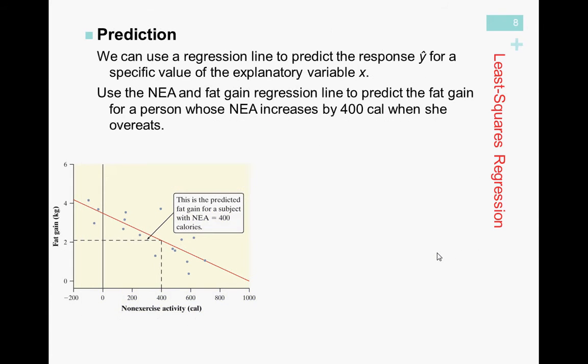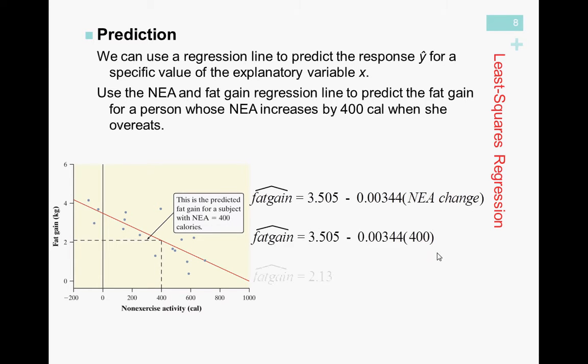We also can use this to predict things. So while we have the data that's there on the scatter plot, we might want to predict what happens at places where we don't have data. So we can use the regression line to predict that. So you can see here they wanted to predict when the NEA is 400 calories, what the fat gain would be. To do that, you just have to plug 400 in for your x value, the NEA change, and then work it out. So we predict the fat gain to be 2.13 kilograms if the NEA change is 400 calories. And we were able to predict that based on the data using the regression line.